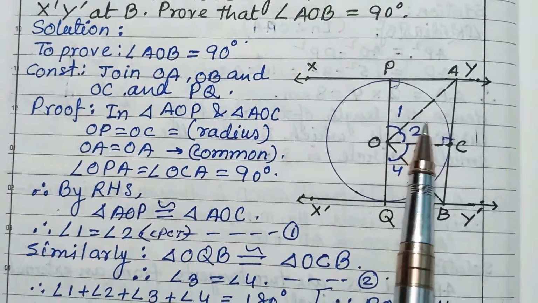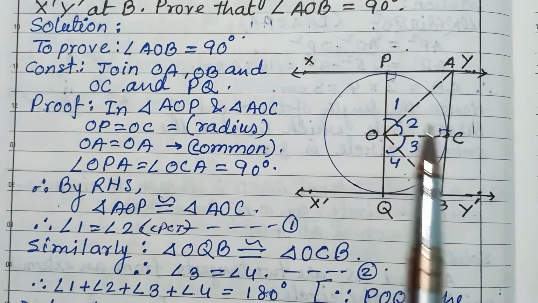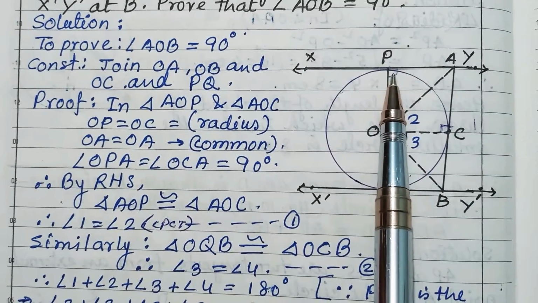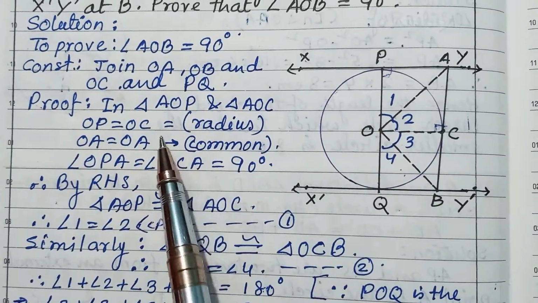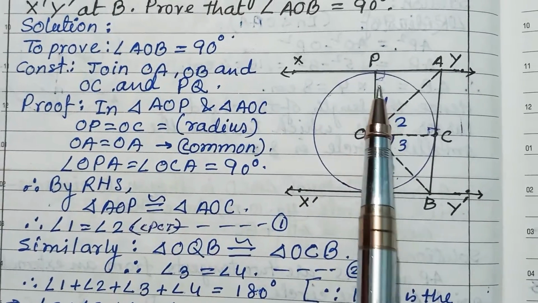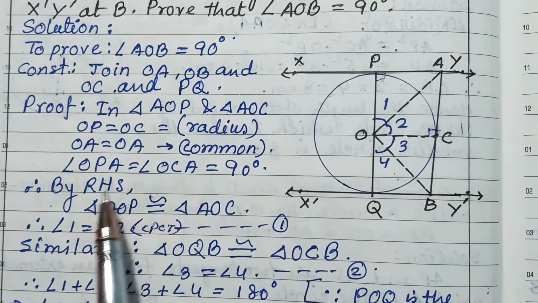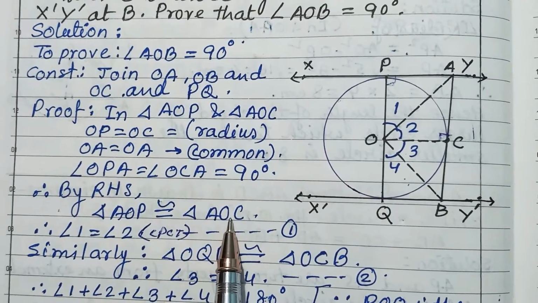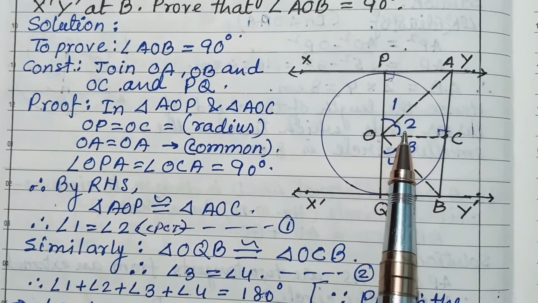In the congruency, angles P and C are both 90 degrees because the radius is perpendicular to the tangent. OP is equal to OC, both are radii. OA is equal to OA, the common side. So by the RHS property we can prove that triangle AOP is congruent to AOC. As these two are congruent, therefore by CPCT angle 1 is equal to angle 2.